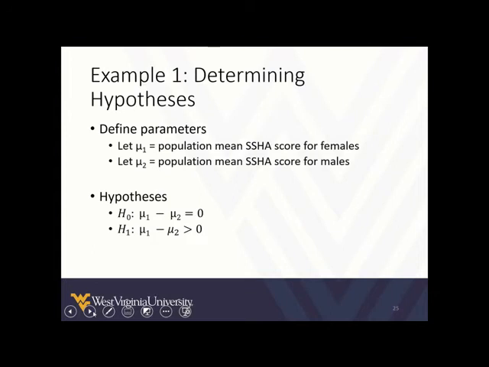Okay, so at this point, we can define our parameters and say let mu1 be the population mean SSHA score for females, and let mu2 equal the population mean SSHA score for males. So this is going to tell us that our hypothesis, based on our previous slide, is going to be mu1 minus mu2 equals 0 for the null hypothesis, and the alternative hypothesis will be mu1 minus mu2 greater than 0.